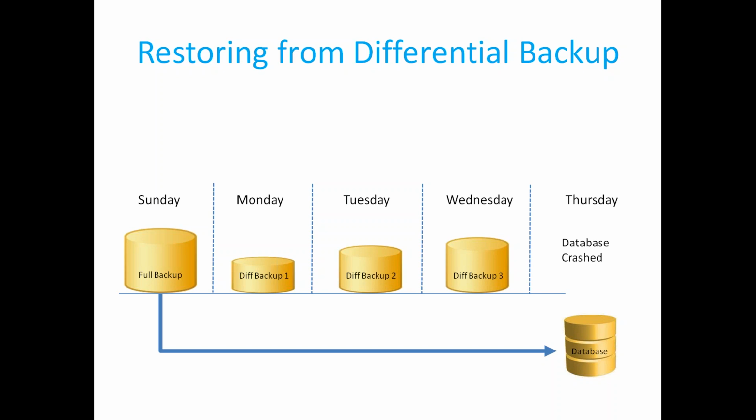So when I restore Sunday's full backup with no recovery option, the database will go into restoring mode. It will not come online. That indicates you are still required to restore additional backups on it. And once I restore Sunday's full backup with no recovery, then I will be restoring Wednesday's differential backup with recovery.